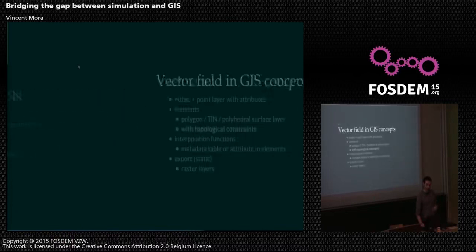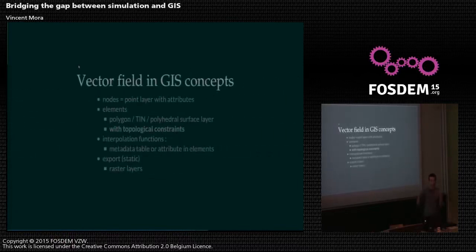Okay, you already know that. So for instance, that's just a proposition. If we want to see the vector field in terms of GIS concepts, we can say that nodes can be represented by a point layer with some special attributes. Elements, the finite elements, could be represented by a polygon layer, but we have to connect these two layers, nodes and elements, by some kind of topological constraints. So maybe some triggers in a database or something like this. And we have to find a way to store interpolation function somewhere.